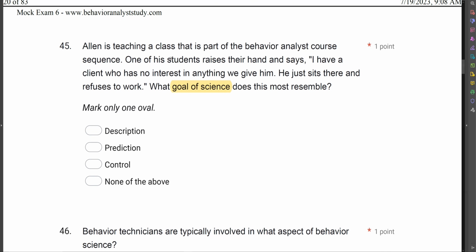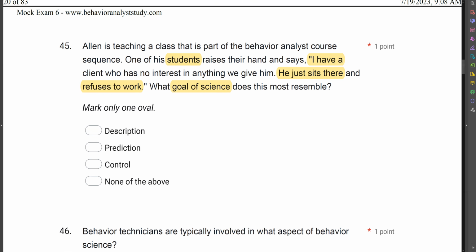In this case, the student is doing what? Well, he's just saying, I have a client who has no interest in anything we give him. He then refuses to work. Is he making hypotheses? No. Is he manipulating anything? No. He's just describing what happened. So what goal of science does this most resemble?